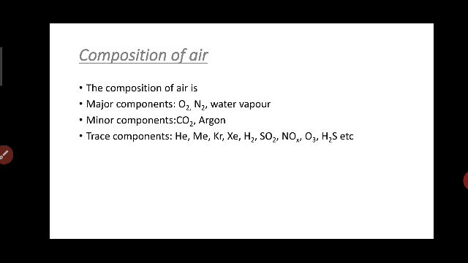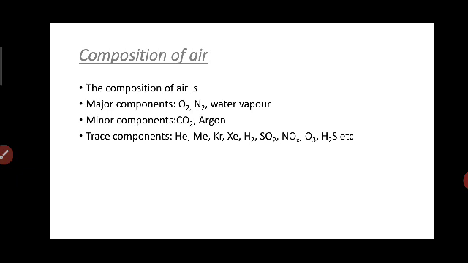Now the composition of air. The major components are oxygen, nitrogen and water vapors. These are very important major components in the air. Minor components are argon and carbon dioxide. And trace components are helium, neon, krypton, xenon, the noble gases, hydrogen, sulfur dioxide, nitrogen oxides, ozone, H2S, etc., and also carbon monoxide.